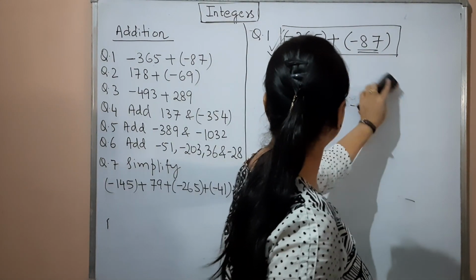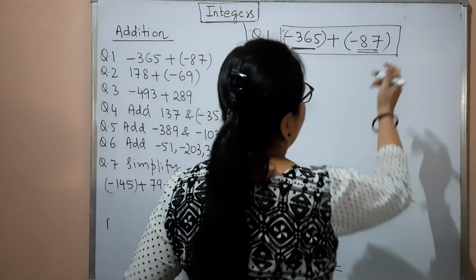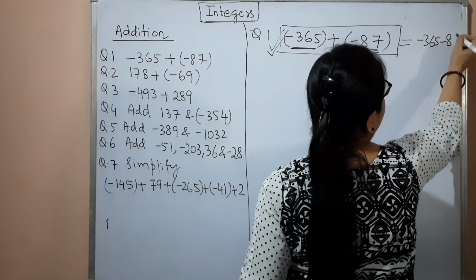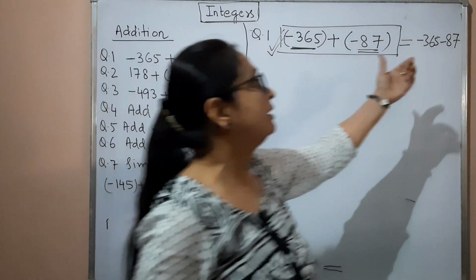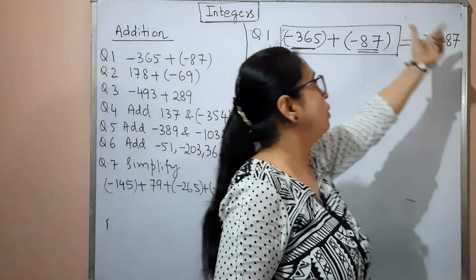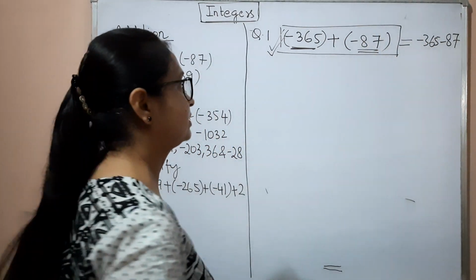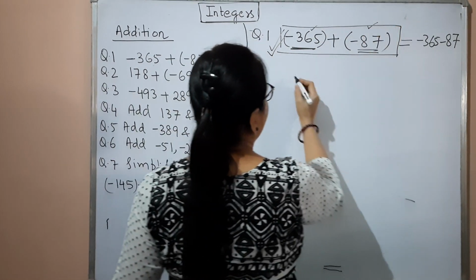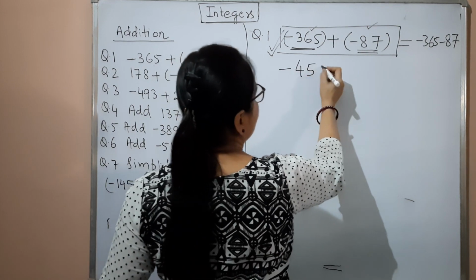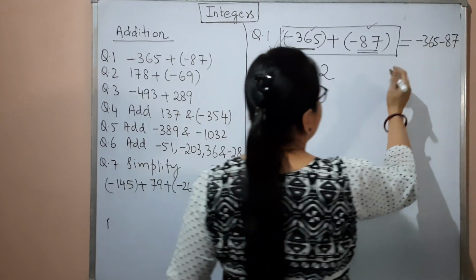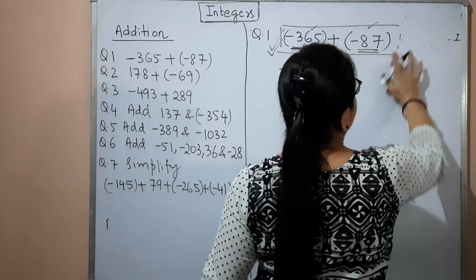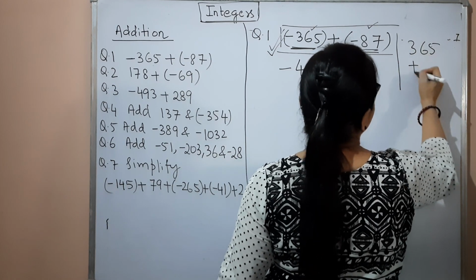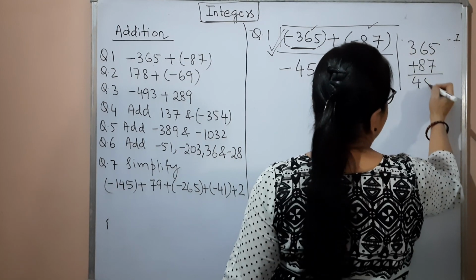Suppose we are given this question. So, I already told you this is equal to minus 365 minus 87. The same question can be asked in this way also. If you want, you can write this question in this way too, whichever is comfortable. Now here we know this is the loss and this is the loss, so answer is 452. And how did we get that answer? We will just make a column where we will show that what did we do. 365 plus 87, which becomes 452.